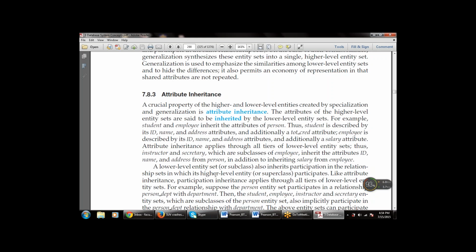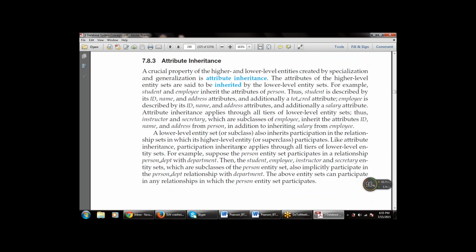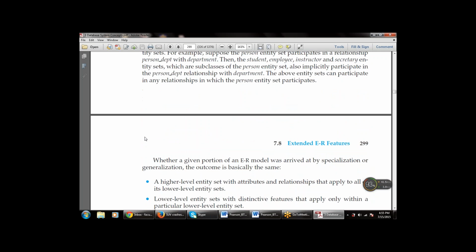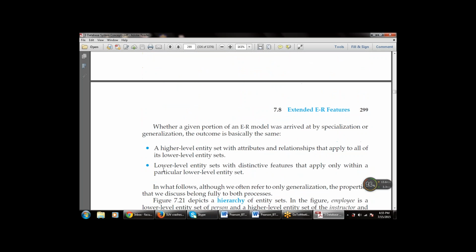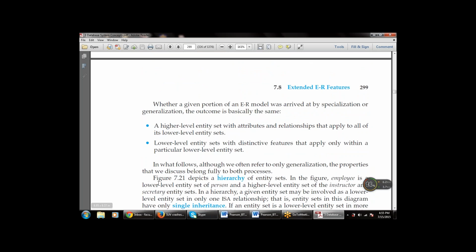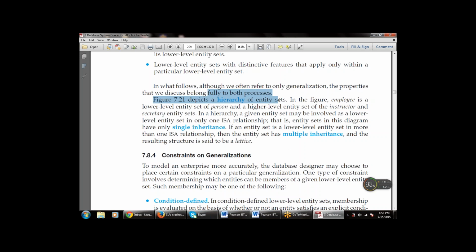A low-level entity set also inherits participation in the relationship sets in which its higher-level entity set participates. Like attribute inheritance, participation inheritance applies through all tiers of the low-level entity sets. So whether a given portion of the ER model was arrived at by specialization or generalization, the outcomes are the same: one is a high-level entity set, one is a low-level entity set. Figure 7.21 depicts a hierarchy of entity sets. This is single inheritance; there is also multiple inheritance, and the resulting structure is known as a lattice.